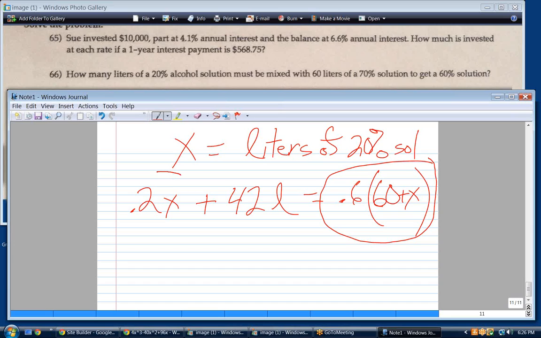Well, what about the 70%? I multiplied that already by 60 to get my 42. Oh, right. So I could have written this 60 times 0.7. It would have made a little more sense, I guess. But the key is that is an amount of alcohol, not solution. When I add them together, I should have the same amount of alcohol as the final amount, which is going to be 0.6 times the 60 liters plus the X liters that I added.